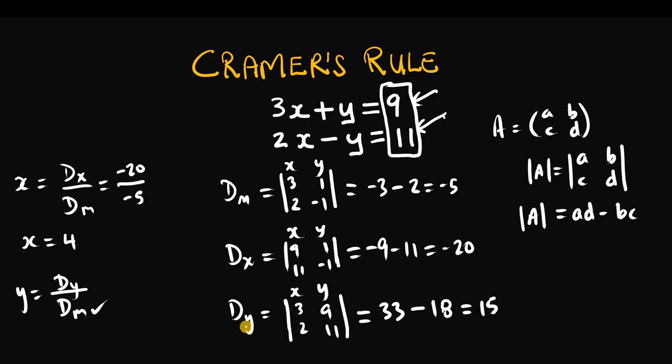So we found dy. Okay, so what we're going to do now is to enter those values. dy is 15 and dm is -5. And so y is equal to -3. 15 divided by -5 is -3. So our solution is x equals 4 and y equals -3.